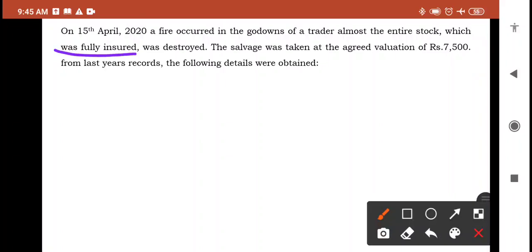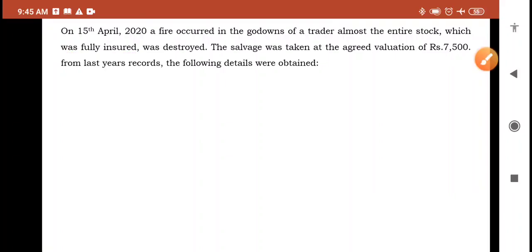The salvage was taken at the agreed valuation of rupees 7,500. Okay, so the stock salvage is rupees 7,500. That should be considered while calculating the actual loss of stock.